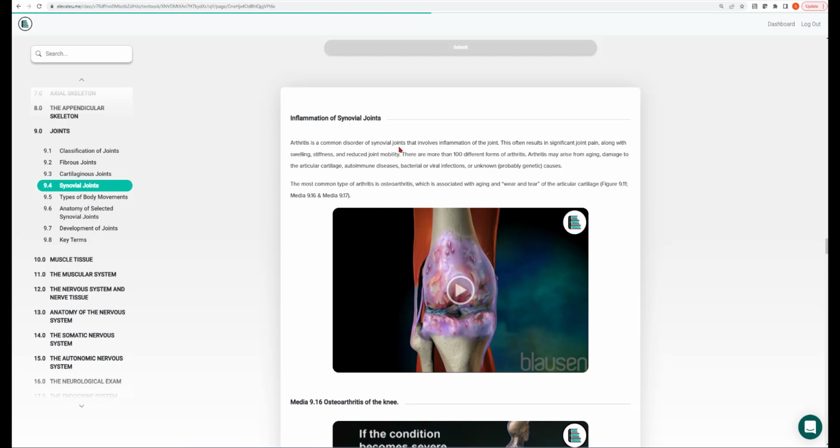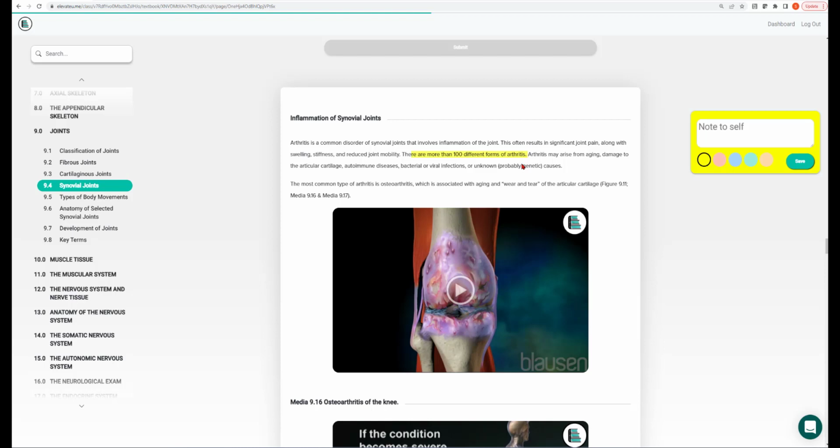Synovial joints can get inflamed. We've all heard of arthritis. Arthritis is not a single disease; I have a slide on this later on. There are over 100 diseases that are basically a form of arthritis. Arthritis simply means inflammation of a joint. There are over 100 diseases that have some sort of inflammatory process occurring in joints.